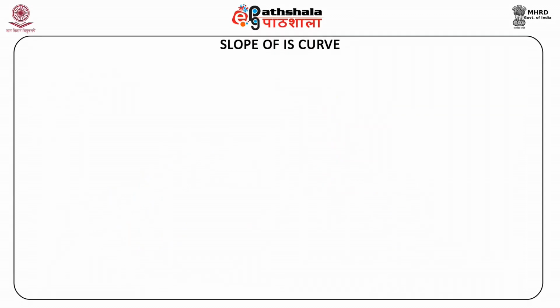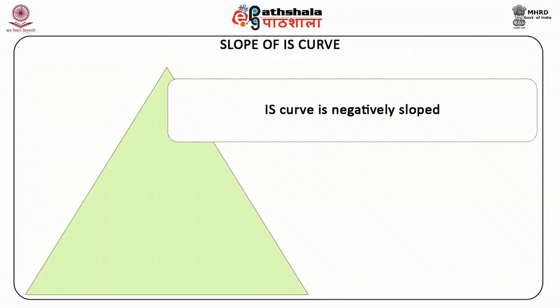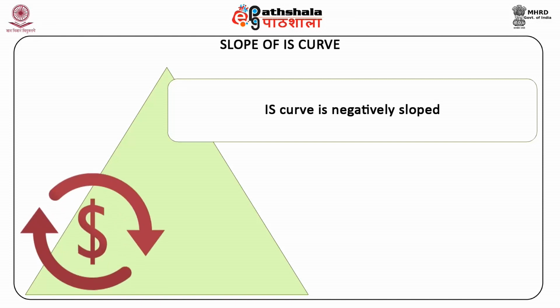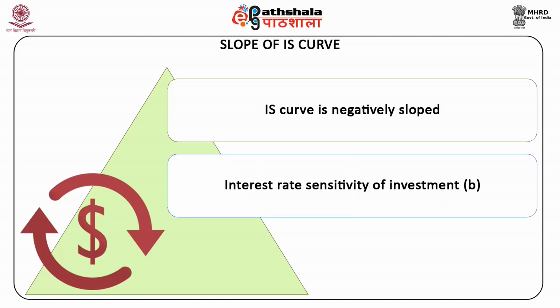Moving on to the slope of the IS curve. The IS curve is negatively sloped because a higher interest rate induces lower investment spending, thereby leading to a fall in aggregate expenditure and equilibrium level of income. The slope of the IS curve, that is, how flat or steep it is, depends upon two things. First, the interest rate sensitivity of investment, that is B, and second, the multiplier.